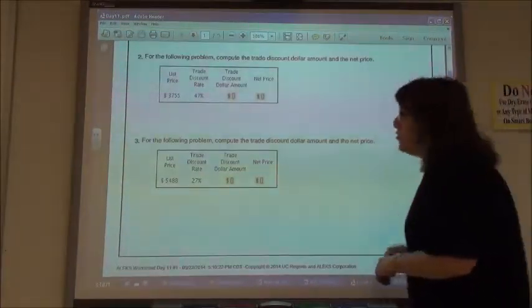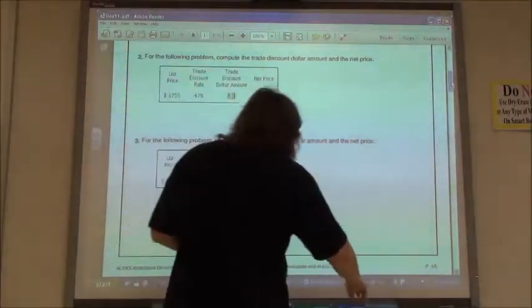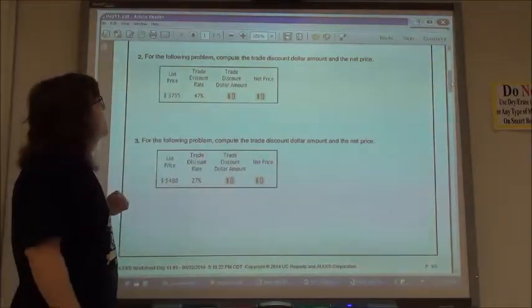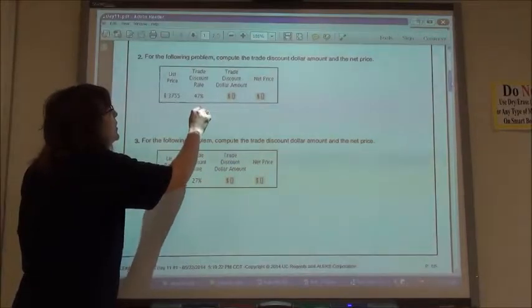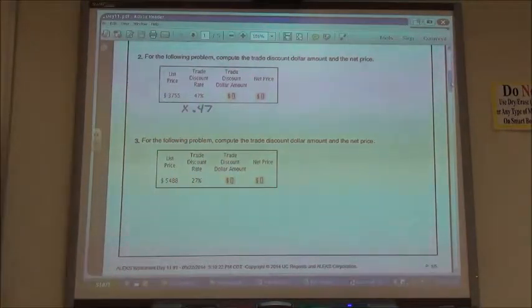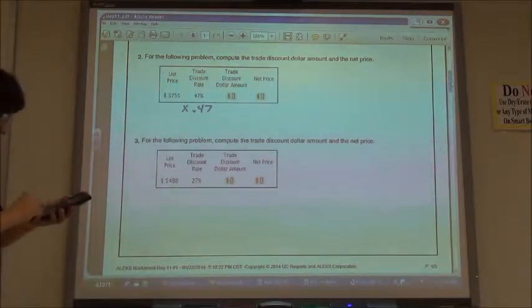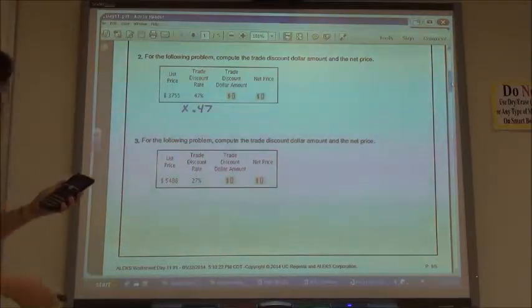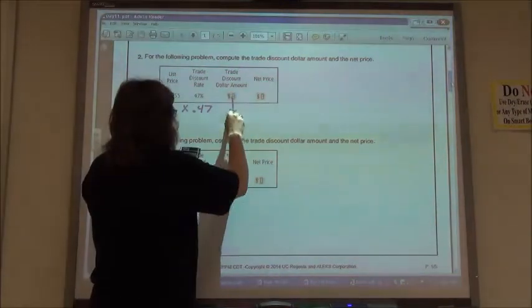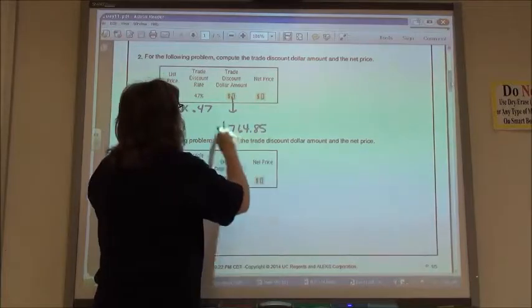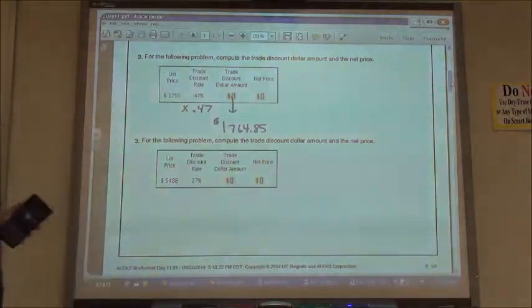So on the next two, same kind of things there. For this problem here, our trade discount rate is 47%, so we're going to use 0.47 times our 3,755. So if I take 3,755 times 0.47, I get $1,764.85 for my discount amount.